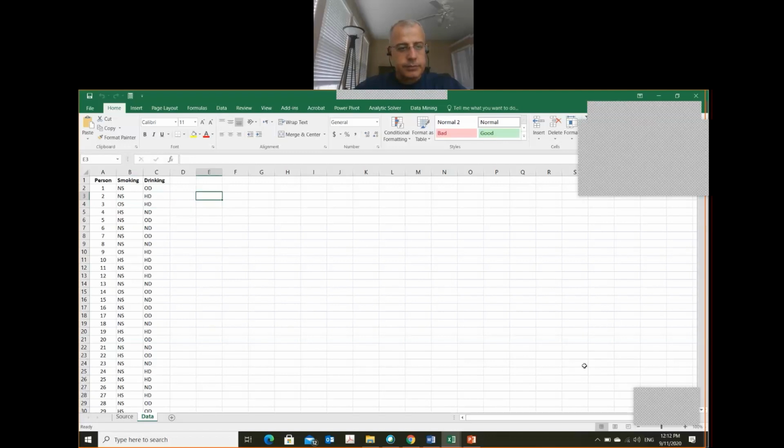Okay, so for smoker, we have these three categories: non-smoker, occasional smoker, OS, or heavy smoker. And for drinking, we have non-drinker, occasional drinker, and heavy drinker. This structure is called a cross table, and here we can put the total, and so on. Okay, this one is a cross table.